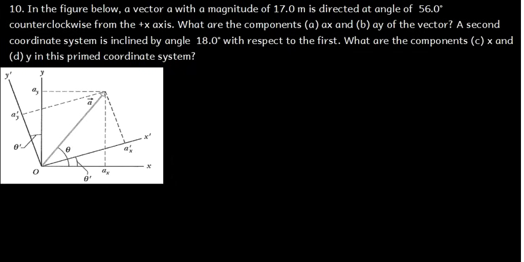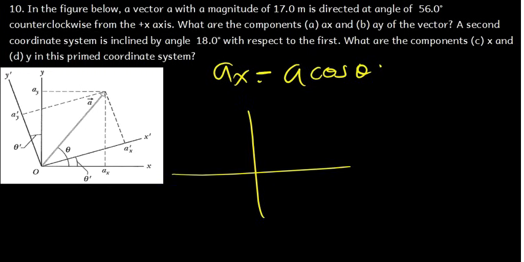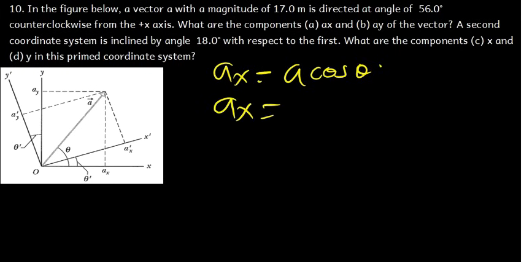In this case, we have A, so Ax is going to be A cos theta. We have been told that this angle, which is 56 degrees, is counterclockwise, meaning it is coming from the positive x-axis. For sure, whenever we're talking about vectors, we are measuring the angles from the positive x-axis until it touches the vector. So we're going to use the same angle, 56. Ax is going to be the vector we have been given, 17, cos the theta, which is 56.